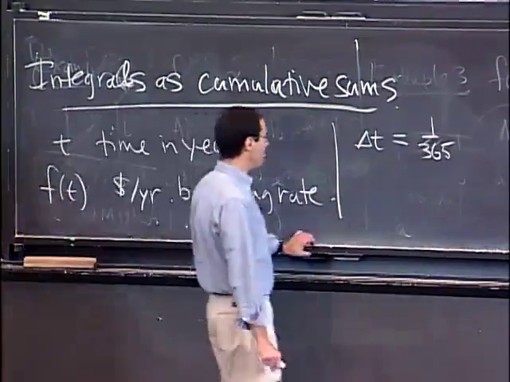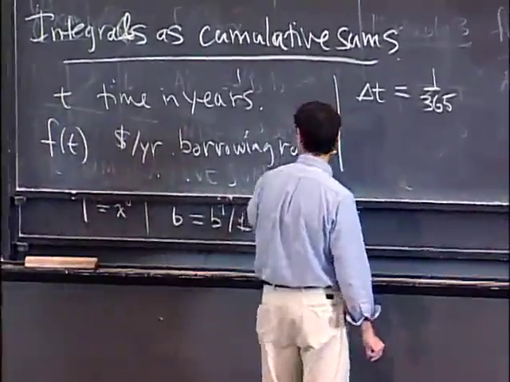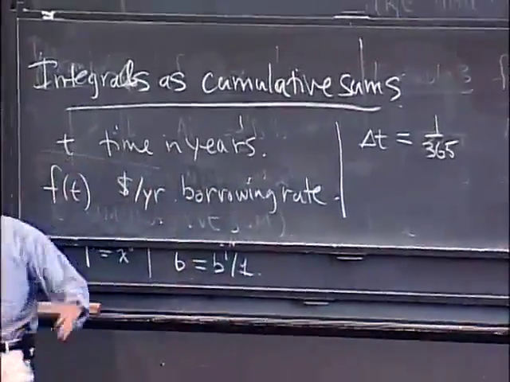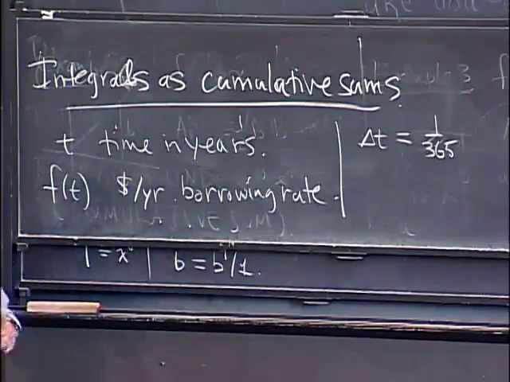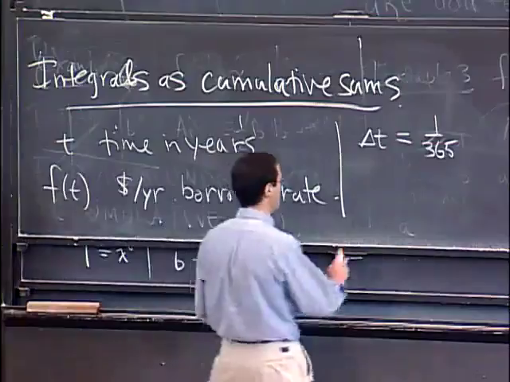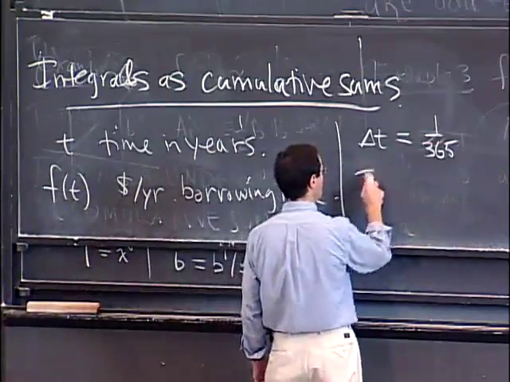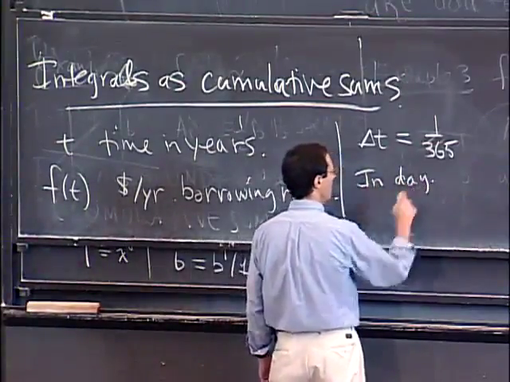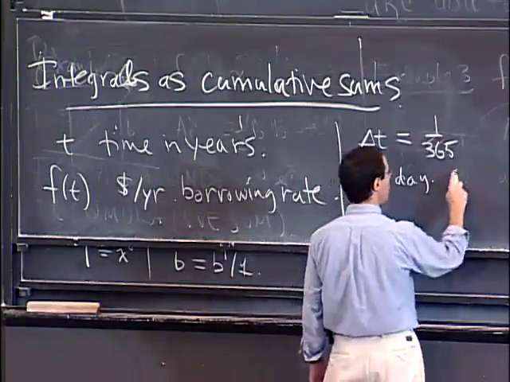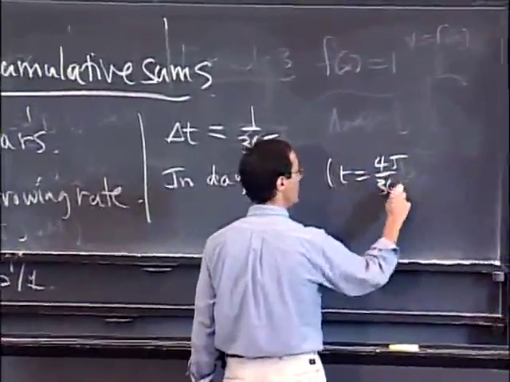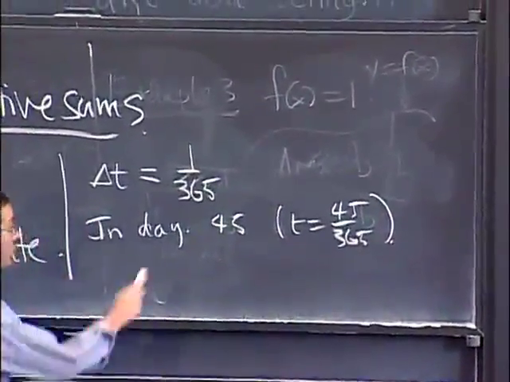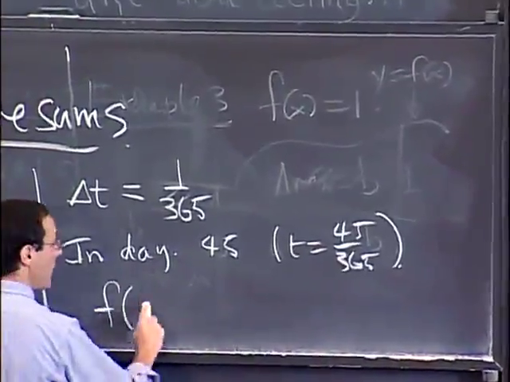And let's say that your borrowing rate varies over the year. I mean, sometimes you need more money, sometimes you need less. Certainly any business would be that way. And so here you are, you've got your money, and you're borrowing it, but the rate is varying. And so how much did you borrow? Well, in day 45, which corresponds to t equal to 45 over 365, you borrowed the following amount.